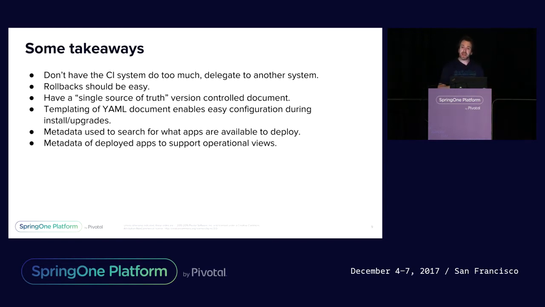And then metadata is used to search for what apps are available. So you can say what's out there. And then what's also interesting, this is something Spinnaker does, is you can have metadata associated with an instance. So then if you want to know everything in QA, you could query, show me all the apps there in QA, and it keeps track of that for you.